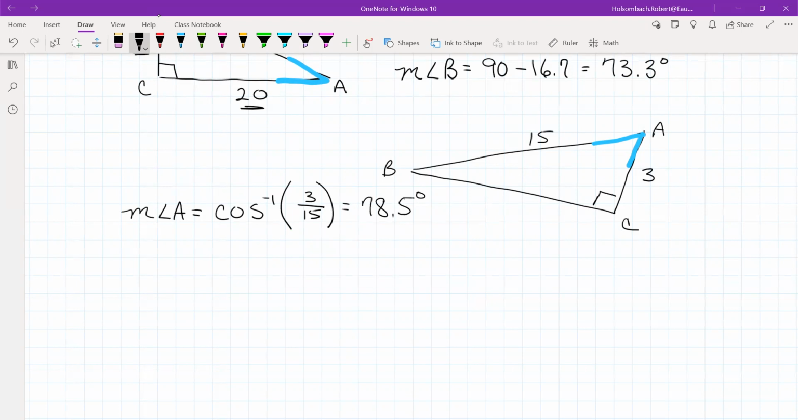Now let's do the measure of angle B. Instead of subtracting from 90, let's use inverse trig ratios. If we say the measure of angle B is equal to, in relation to angle B, which sides do we have? Opposite and hypotenuse. So which ratio is that? Very good. So again, 3/15, second sine, 11.5.